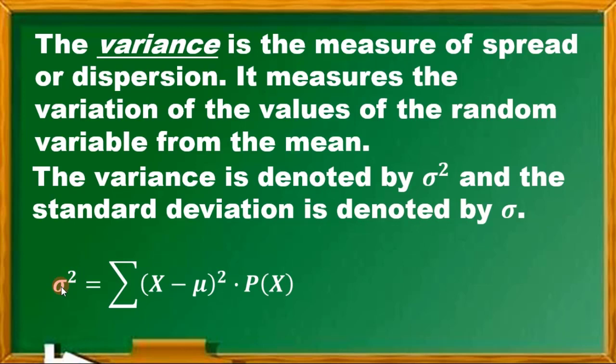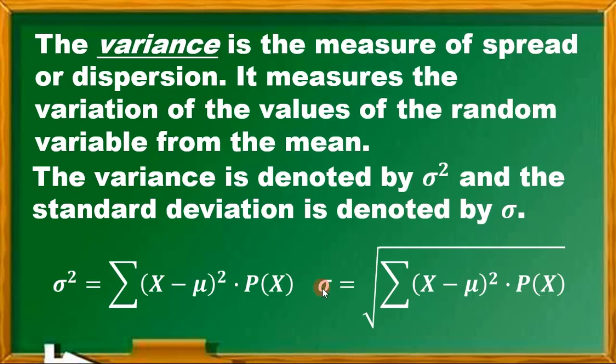So the formula for the variance: sigma squared equals the summation of the quantity x minus the mean mu, close quantity, and then square, multiplied by the probability of x. And the formula for the standard deviation is just the square root of the variance. So sigma equals the square root of the summation of the quantity x minus mu squared multiplied by p of x.